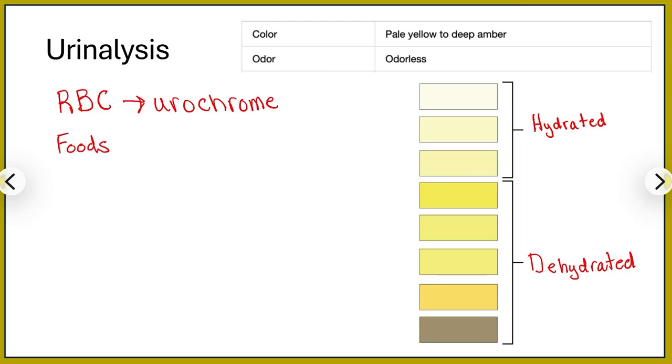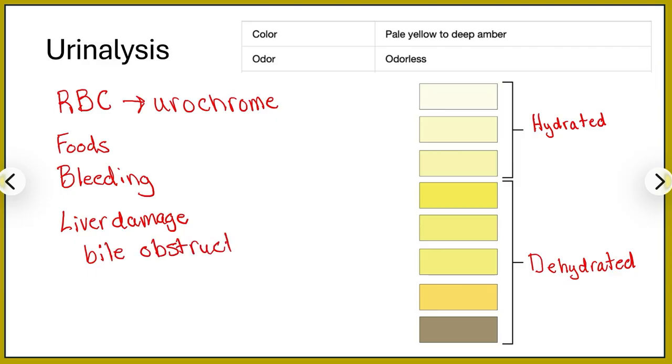Foods can also affect the color. So things like beets and berries oftentimes will give a reddish color. If you have blood in your urine, that's generally not a good sign, but it will affect the color. Things like liver damage, or if you have bile obstruction, can also affect the urine color. So ultimately, giving an overview of the urine can give you an idea if something more might be wrong.